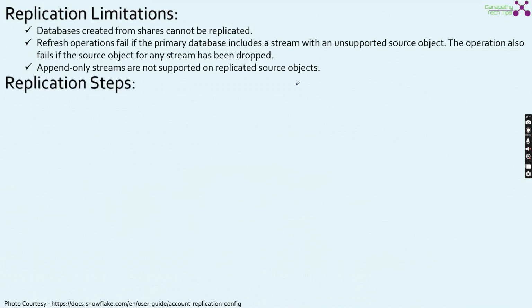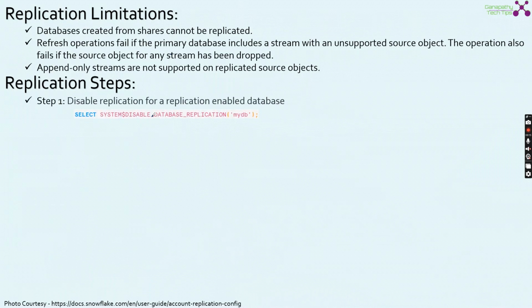Now we will see how we can enable the replication. What are all the sequence of steps involved for replication enablement? First thing, if you have already enabled the replication on your source database, we must disable the replication using one of the system functions, disable database replication mydb. By doing so, the replication on the mydb database will be disabled.